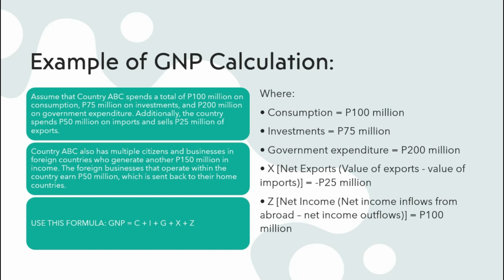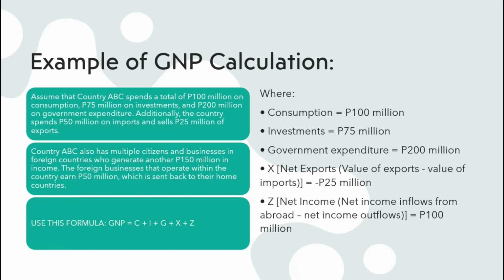So Z is the net income. Net income inflows from abroad minus the net income outflow. So we have 100 million. We can see this Z in the second paragraph.